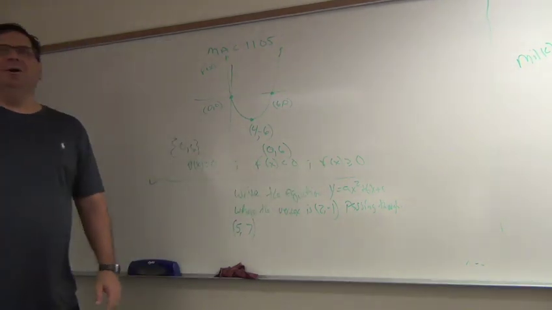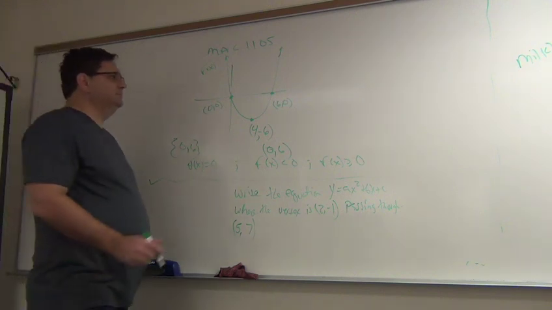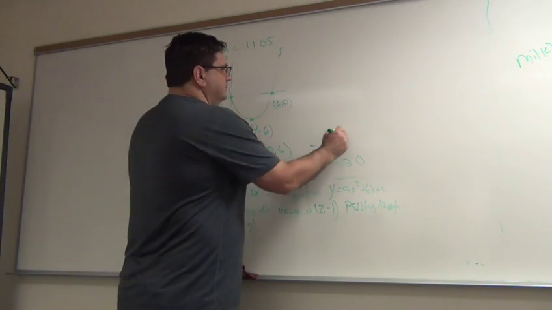F of x is greater than or equal to 0. What do you get? And then we do it. Negative infinity to 0 bracket, union, bracket 6 to infinity.